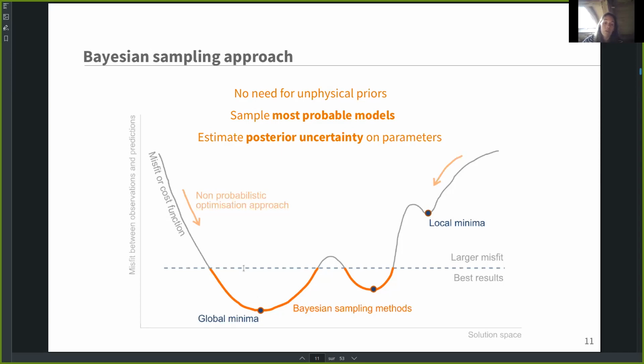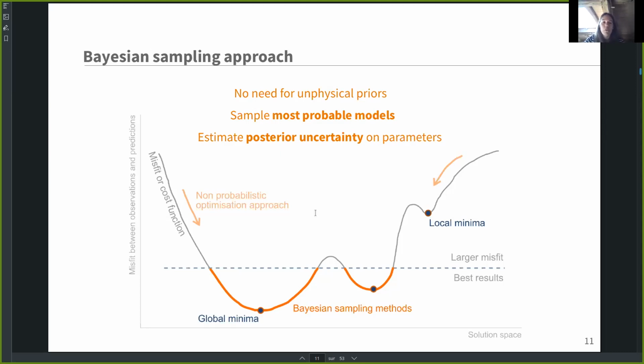When you use a very basic optimization approach, such as least squares, you are looking for one minimum. Very often you find a local minimum, and if you are lucky, a global minimum. When you use Bayesian sampling methods, the sampling of the solution space is driven by probabilities, so very often you are able to sample all of the most probable models. That's what is shown in orange here. At the end, you end up with all of the most probable models of your solution space, and this set of samples also allows you to estimate the posterior uncertainty on the parameters. That's very nice. All of the results I will present are based on these kinds of approaches.